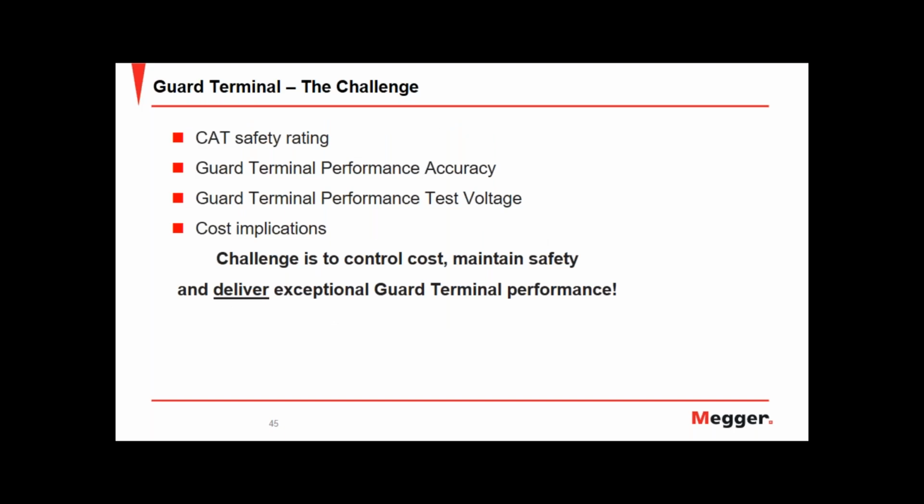So, to summarise the way in which we design these guard terminals, we need to consider the CAT safety rating. We need to consider the guard terminal performance, i.e. the accuracy of the instrument. We need to consider the test voltage and maintaining that. And there's also cost implications, and the way in which we design the guard terminal also comes into play.